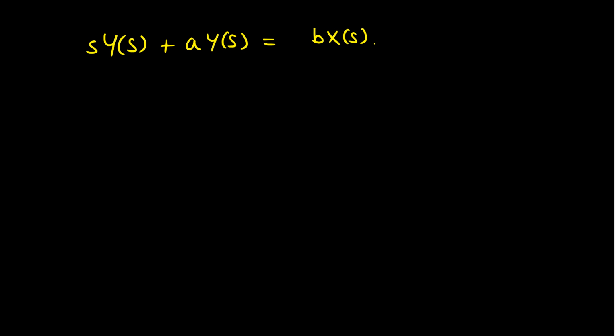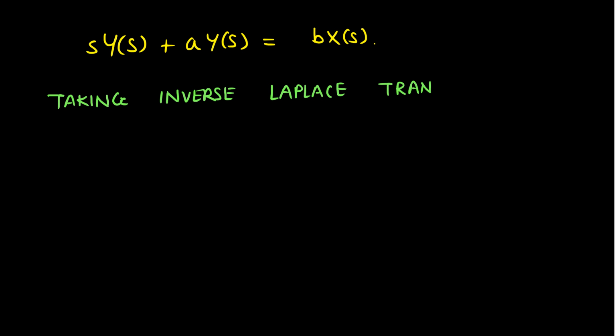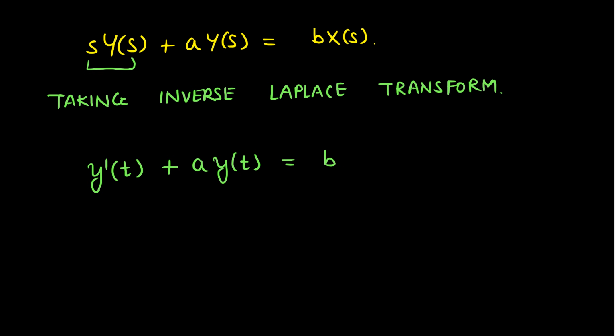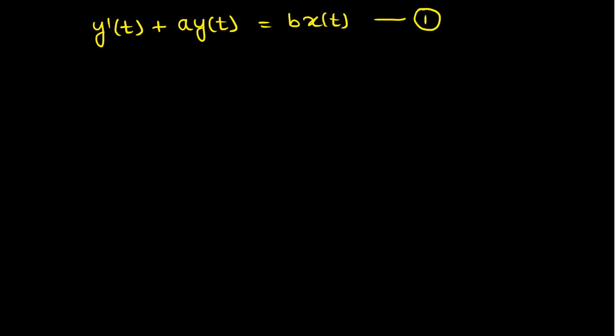Now let us take the inverse Laplace transform. What we have is that the inverse Laplace of s into Y of s is basically the differentiation of y of t with respect to t, that is y dash of t, plus a into y of t, which is equal to b into x of t. So y dash of t plus a into y of t is equal to b into x of t. Let us mark this as our first equation.